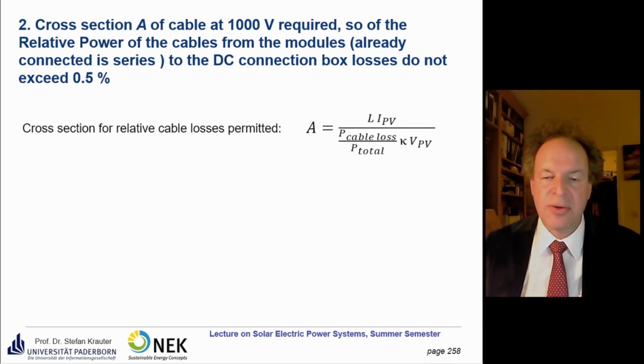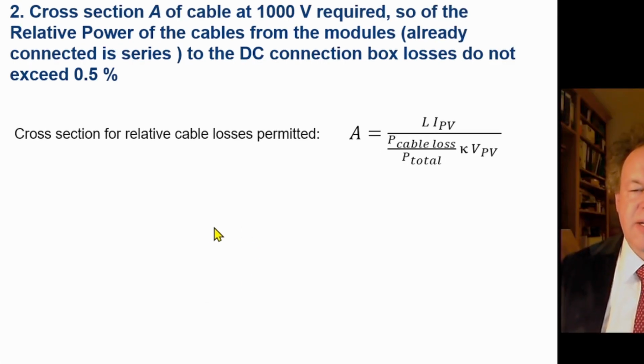The next task is to find out the cross section of a cable at the 1000 volts required. The relative power loss of the cables from the modules to the DC should not exceed 0.5%, so the maximum loss is 0.5%. That's a formula already given in the lecture, and we saw it already before. It's the length of the cable times the current going through it, and here this is a relative cable loss, 0.005, equivalent to 0.5%, times the conductivity of the cable, times the voltage of the system.